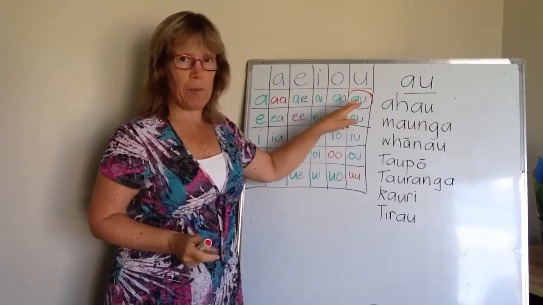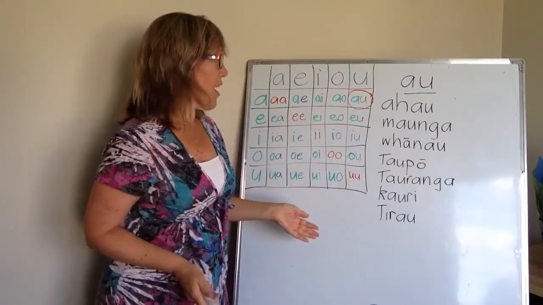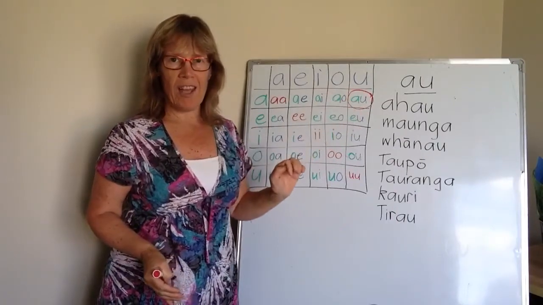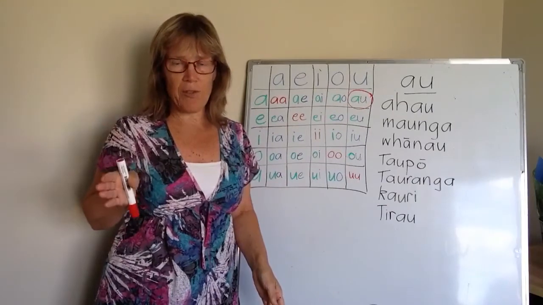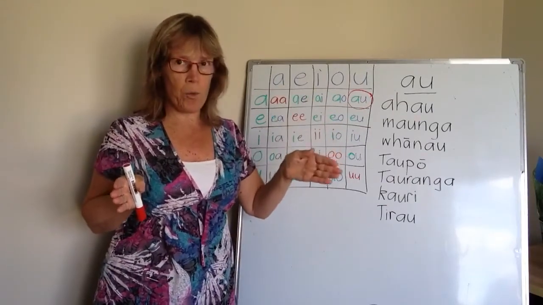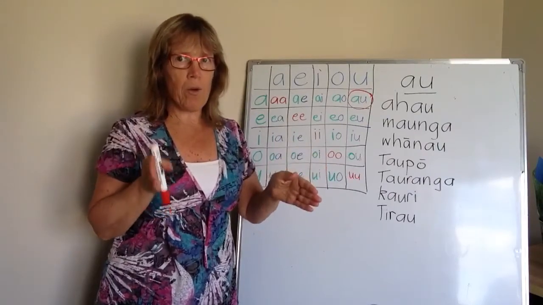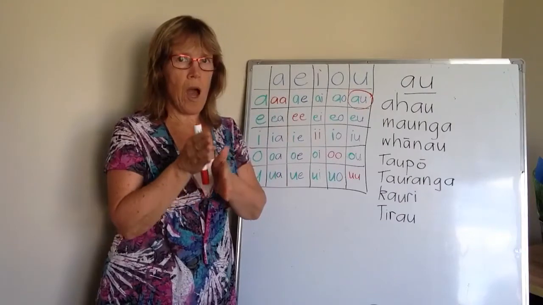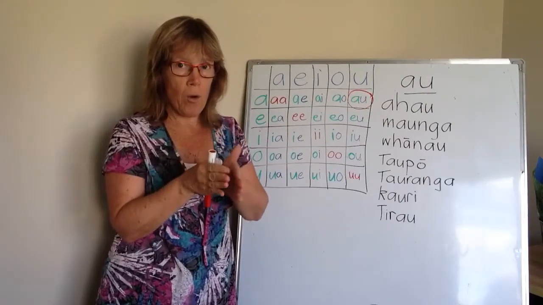This is very mispronounced when people are pronouncing Māori words, and I wanted to explain why it's "au" and not "ow". So here's my A, remember the pronunciation of the letter A, and here's my U. Au, au, I'm speeding up. Au, au, au, au.